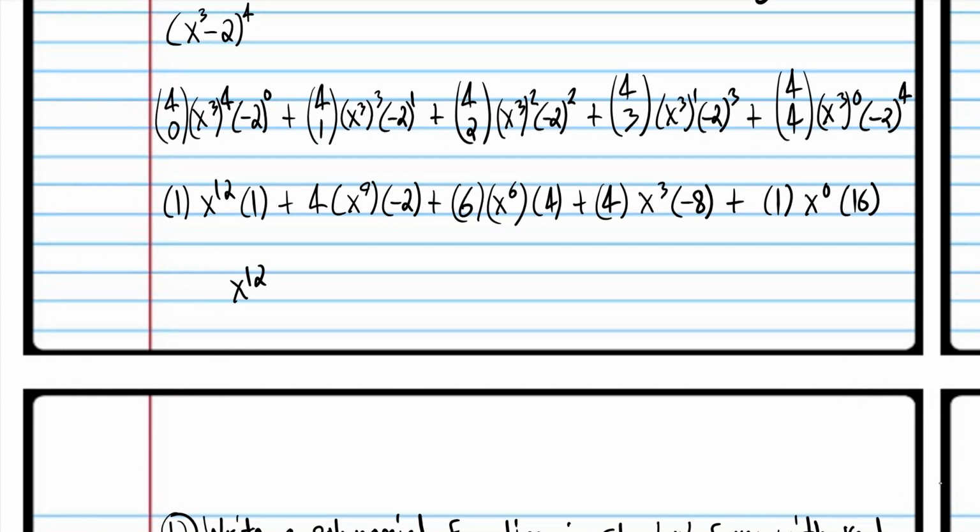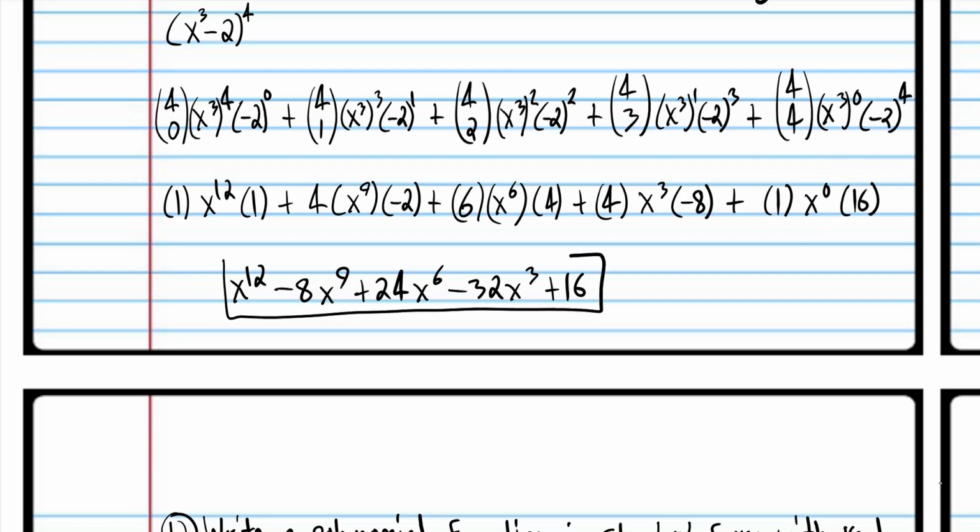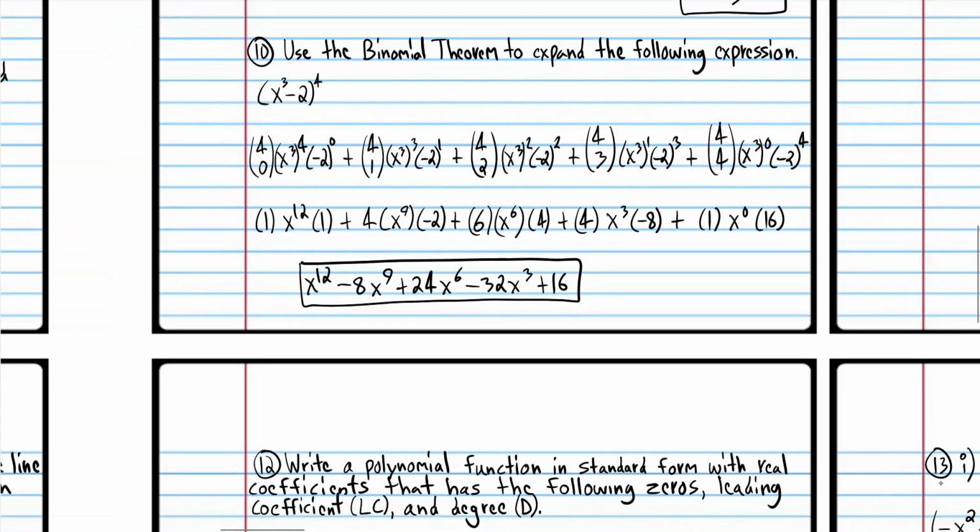So we have x to the 12th minus 8 x to the 9th plus 24 x to the 6th minus 32 x cubed plus 16, because x to the 0 is just 1. So if you got that right, excellent.